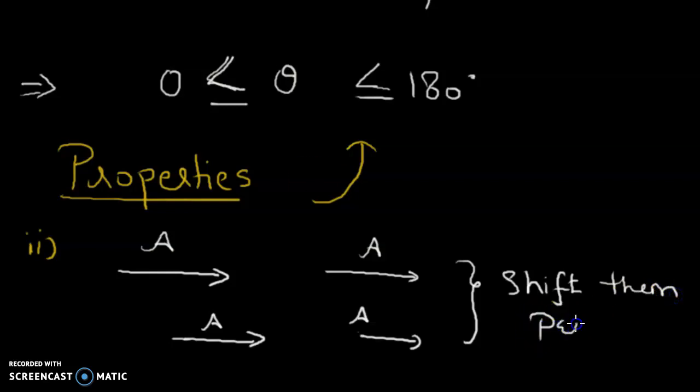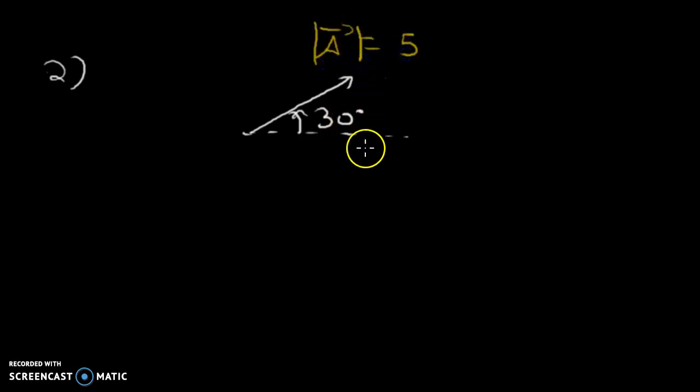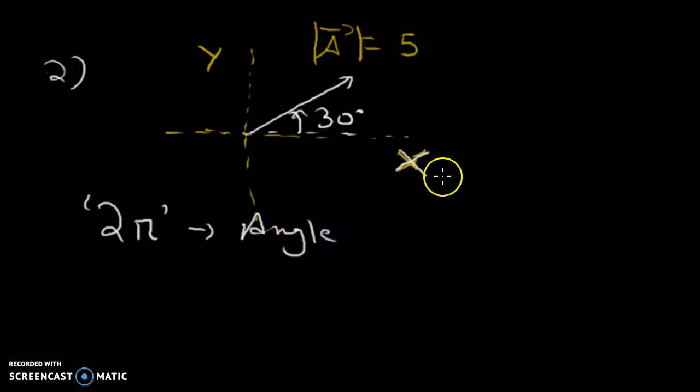Shift them parallelly. Okay. Second important point is, if this is the vector, say for example, with the x-axis, this vector is making 30 degrees. This vector has magnitude 5. So this makes an angle of 30 degrees with the x-axis. I'll draw the x-axis for the sake of convenience. So the second property is that if you rotate a vector by an angle of 2 pi, it doesn't change the vector.